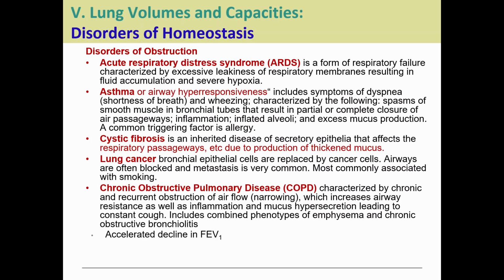With obstruction, we have acute respiratory distress syndrome. This is where we have a leakiness in respiratory membranes, which means we get fluid accumulation and it's hard for you to get oxygen. Asthma, this is basically shortness of breath and wheezing. The smooth muscle in the bronchial tubes can spasm and they can close off. This is why albuterol and certain medications for asthma can work, because they will create bronchodilation, so it'll help open those things back up.